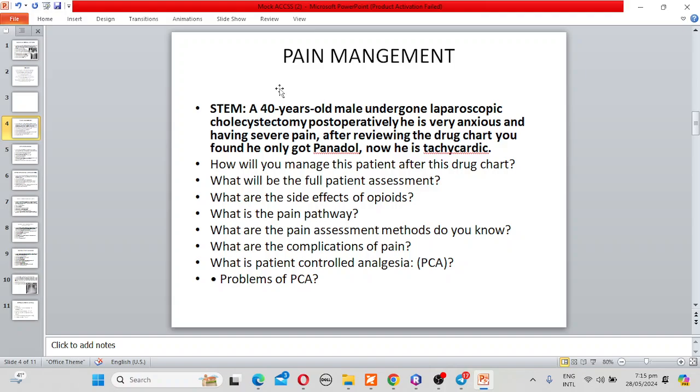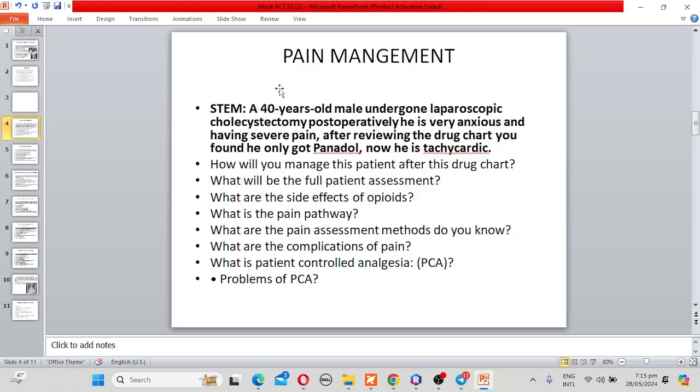Correct. If there is no improvement after paracetamol, then you may give him morphine, and then you will investigate the reason behind this, why the analgesic was not given. Okay, you will mention clear instructions, and you will file an incident report, because this is a medical malpractice incident.